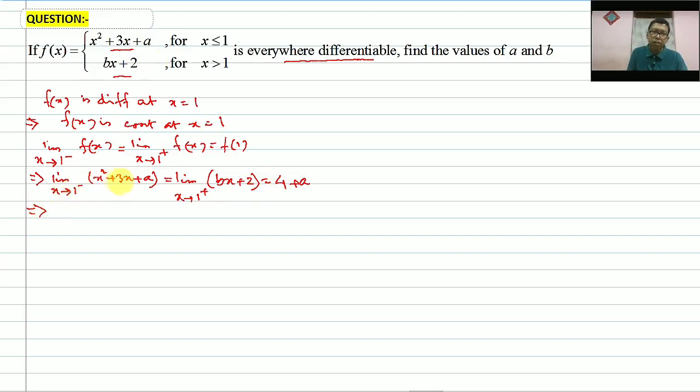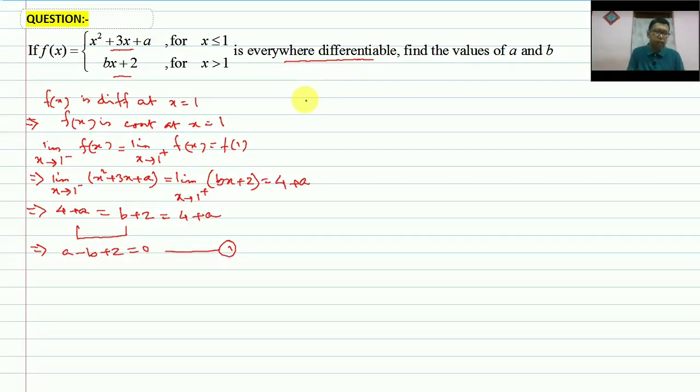1 square plus 3 into 1 plus a, that is 4 plus a. This one will be b into 1 plus 2, that is b plus 2, that is equal to 4 plus a. So from the first two you get a minus b plus 2 is equal to 0. Number 1.